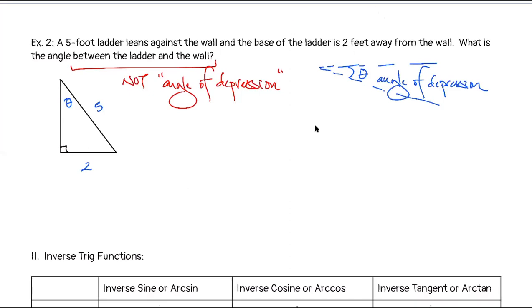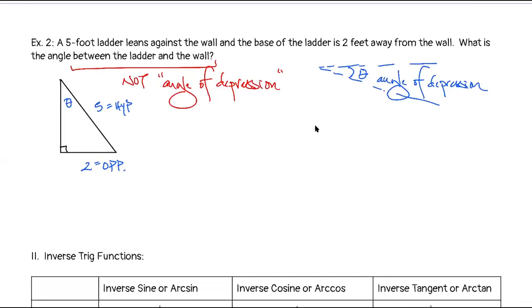All right, so let's see. Well, maybe if we label these, we know that 5 is the hypotenuse. What would we label 2 as? The opposite or the adjacent? All right. So if we have the opposite and the hypotenuse, guess which function we're going to use? We're going to use sine, right? Because sine talks about opposite and hypotenuse and what that relationship is, okay?